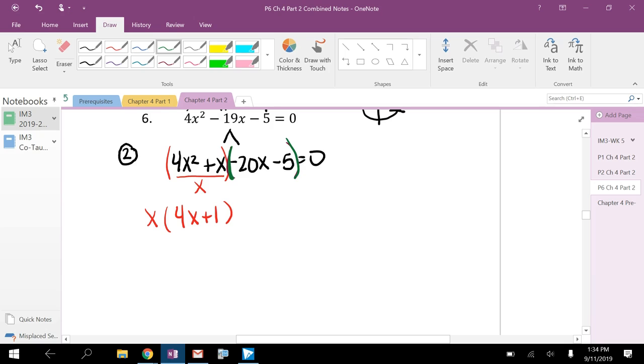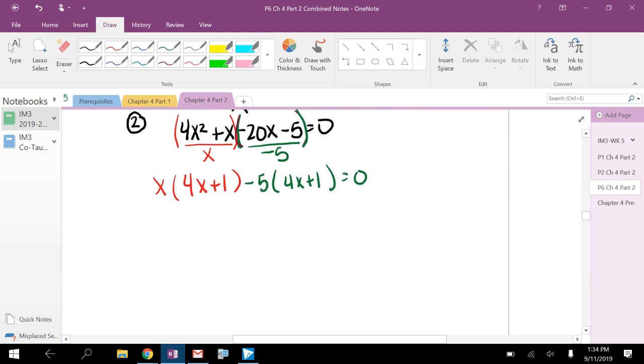Okay, this green piece, -5 is what's common between the 2. I can't divide by 20 because 5 divided by 20 just doesn't work. So that -5 is written on the outside. Then I'm left with 4x plus 1 again, which is exactly what we wanted.